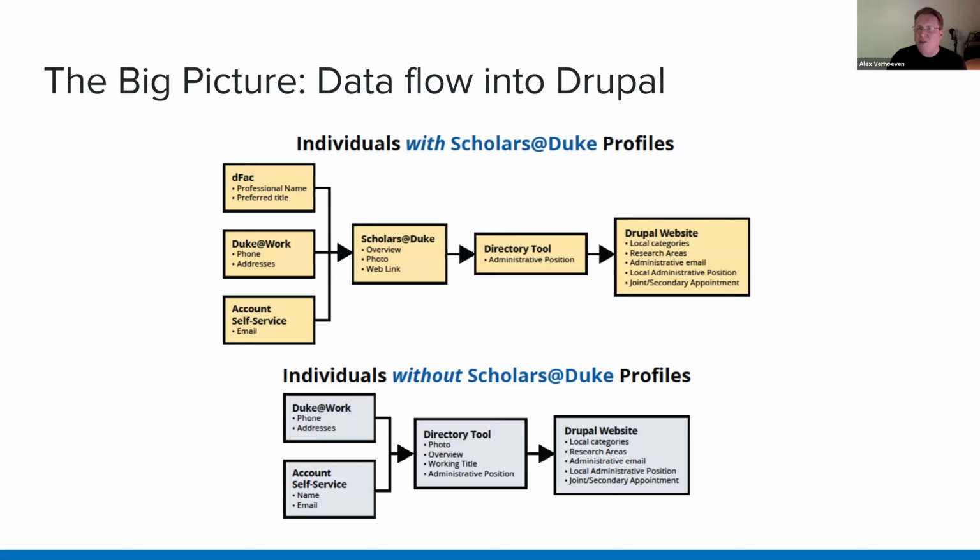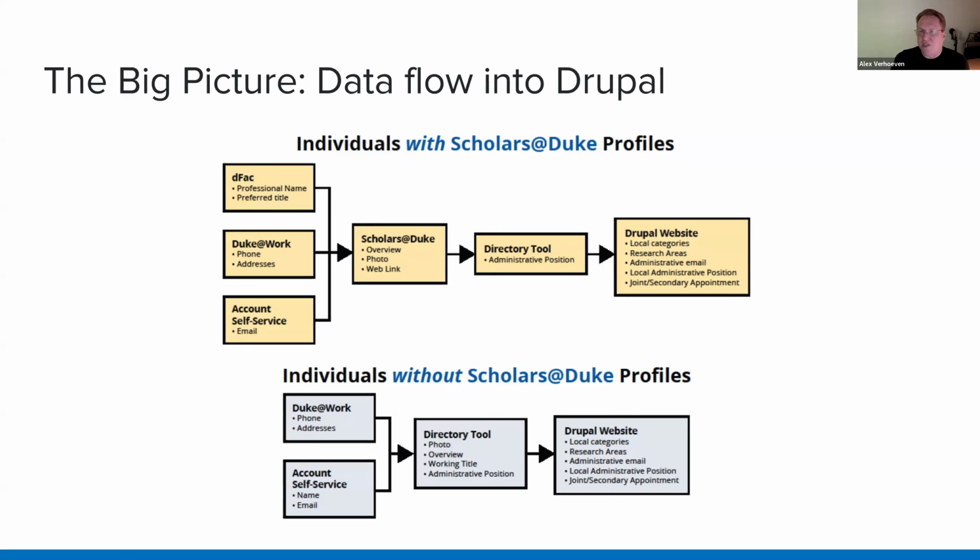So for department members with Scholars at Duke profiles, the most basic information comes from Duke's HR systems of record. A DFAC for professional name and preferred title, as well as faculty appointments. Duke at Work for phone numbers and addresses, and account self-service for email addresses. That information is then fed into Scholars at Duke, where it's combined with a person's scholarly data like publications, education, and so forth.